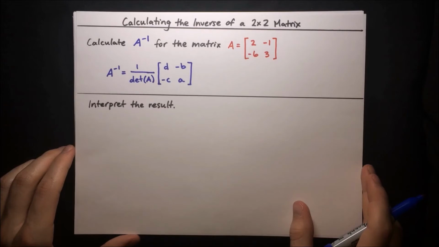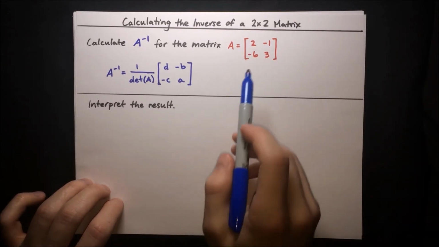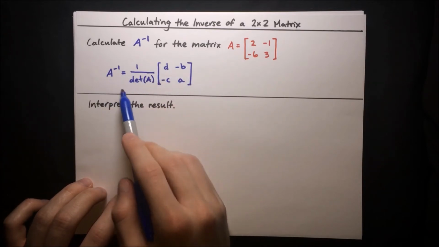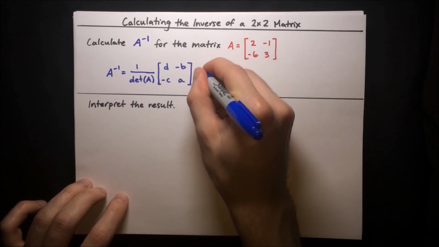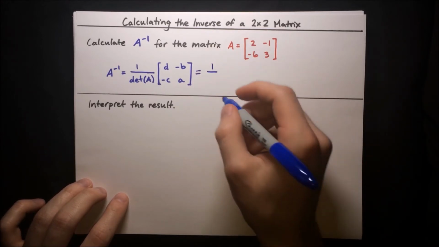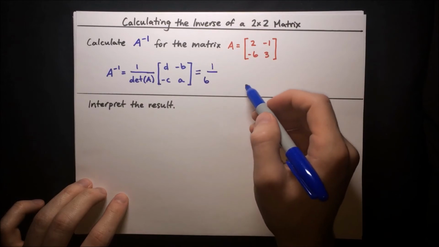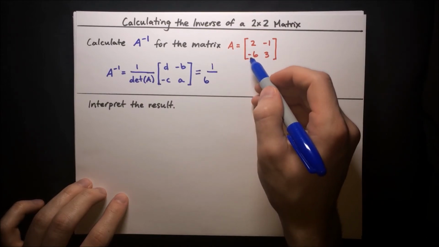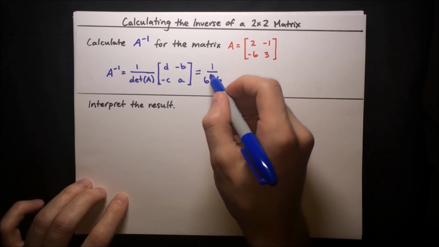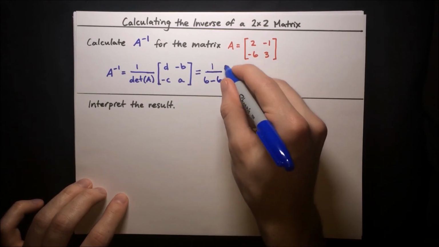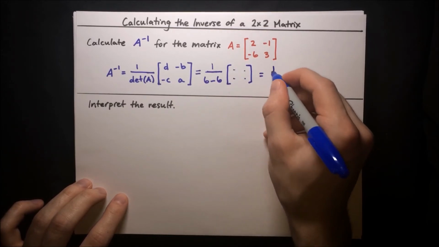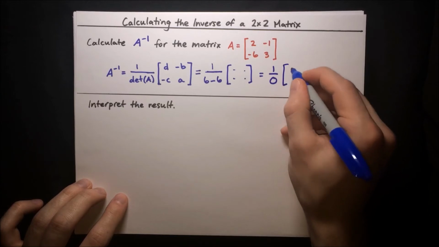Here's another example of computing an inverse matrix. So now we've got this matrix here. We want to compute the inverse. Again, we're just going to use the same formula. So 1 over the determinant of A, and determinant of A is just 2 times 3, which is 6, and then minus negative 1 times negative 6, so minus 6, and then, oh, wait a second. This is 1 over 6 minus 6, and we'll have our entries in the matrix here, but that'll come out to 1 over 0 times a matrix.